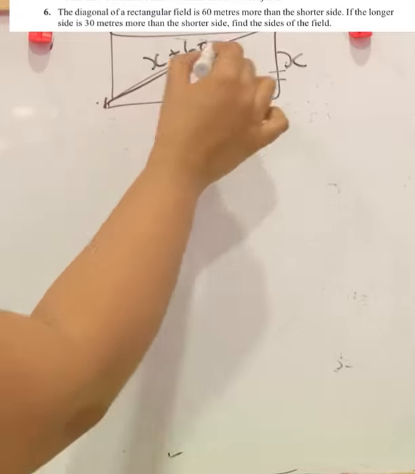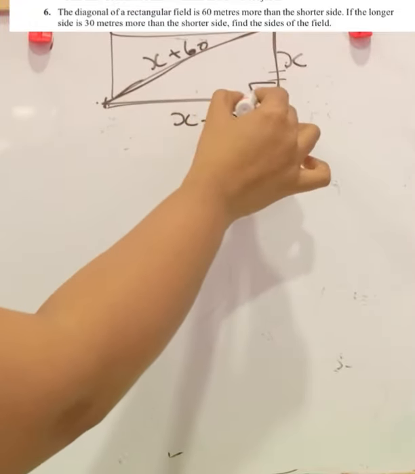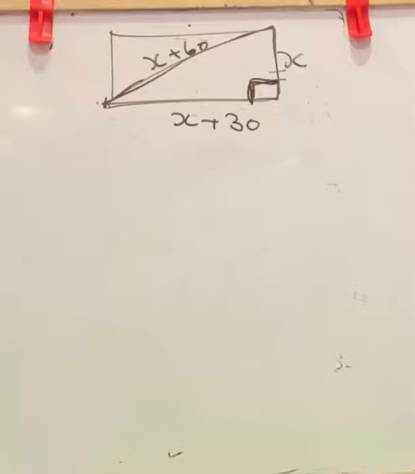You can see here this is a right triangle, because in a rectangle all the angles are 90. This is a right triangle.